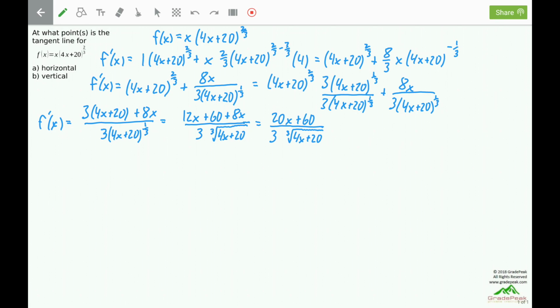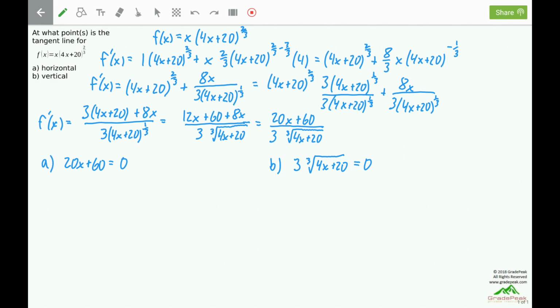A horizontal tangent line occurs when the numerator of the fraction equals 0. So for our horizontal tangent line, we want a slope of 0. We want the numerator only to equal 0, so we'll take the numerator and set it equal to 0. A vertical tangent line occurs when you have a slope that approaches infinity by the denominator going to 0. So we're going to want to take the denominator from the derivative, the entire denominator, and set that equal to 0.